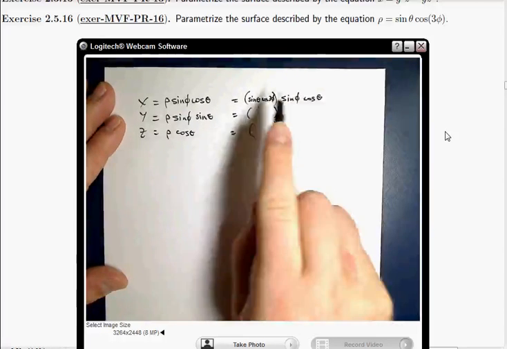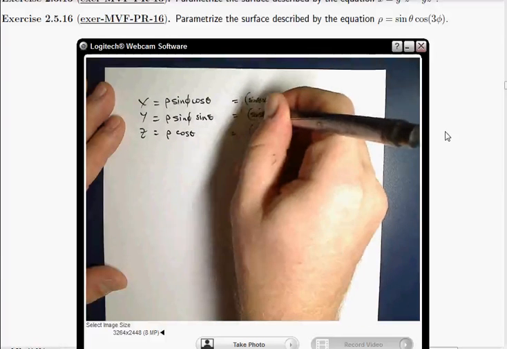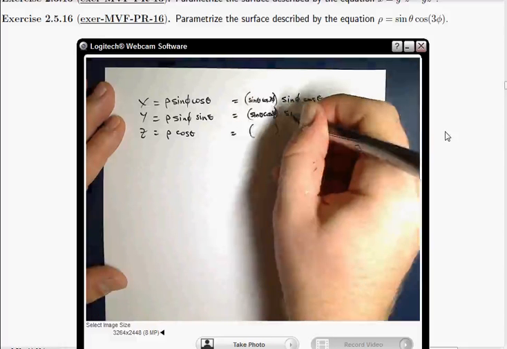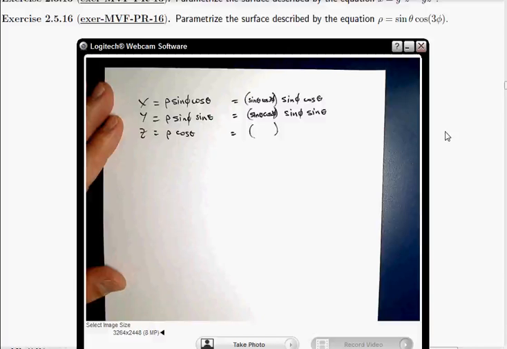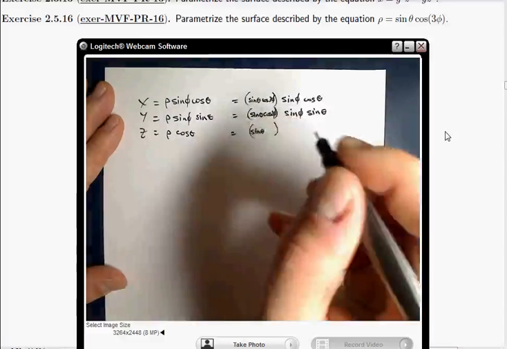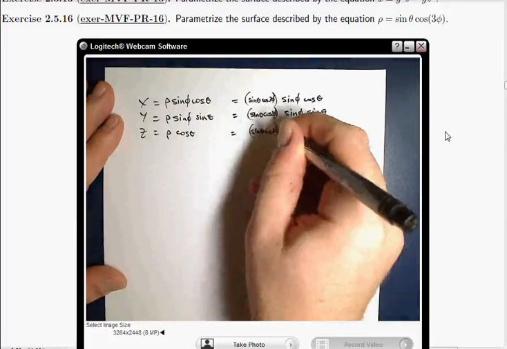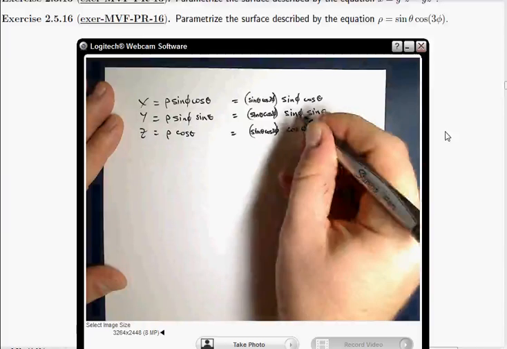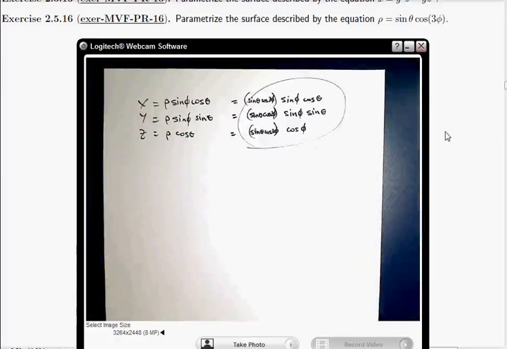So I have rho sine phi cosine theta. Then rho sine phi sine theta, and then rho cosine phi. There you go.